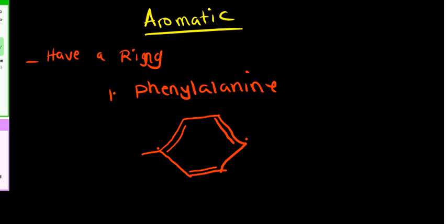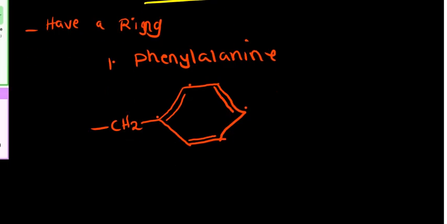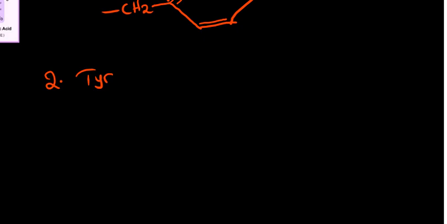CH2 here. It's attached somewhere. So this is phenylalanine. So this is aromatic. So the next one that is aromatic, we have tyrosine. Tyrosine. So the structure for tyrosine is like this. Well, this.